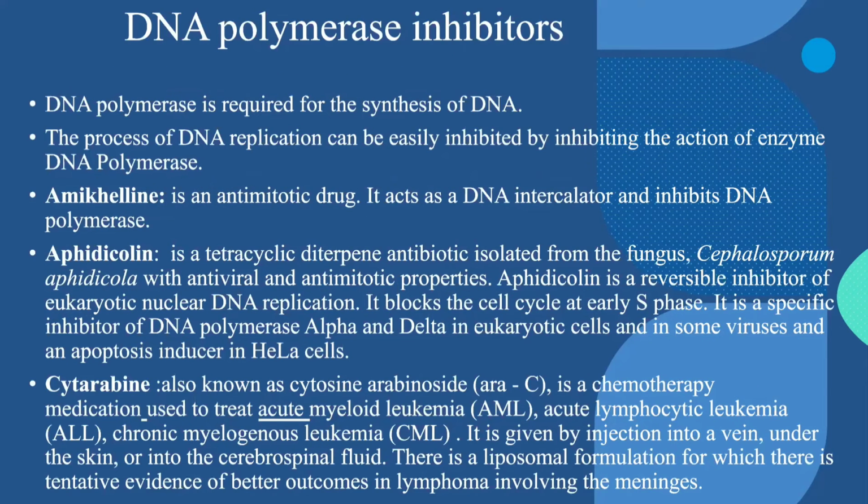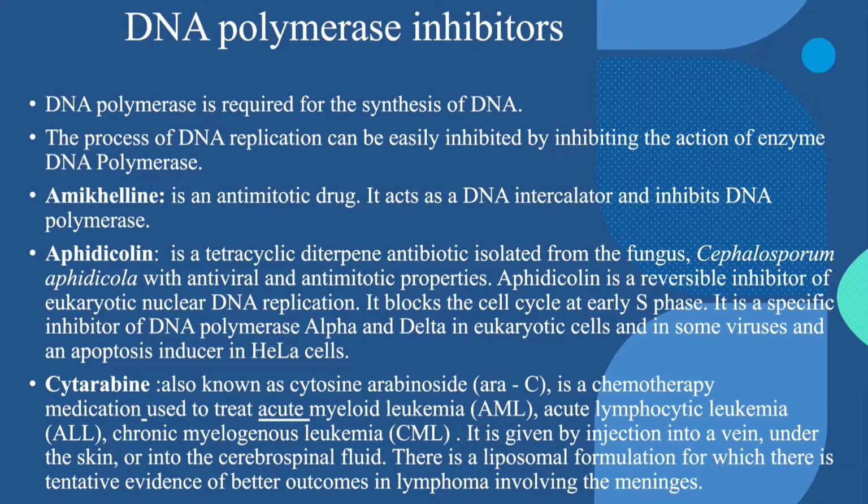Mitomycin C and alkyl sulfonate can cause cross-linking in the DNA that affects the DNA replication. Next is the DNA polymerase inhibitors. We have seen that DNA polymerases are the enzymes which have a crucial role to play in DNA replication. So if these DNA polymerases are affected, then normal DNA replication will obviously be affected. And these DNA polymerase inhibitors are commonly used in cancer treatment.